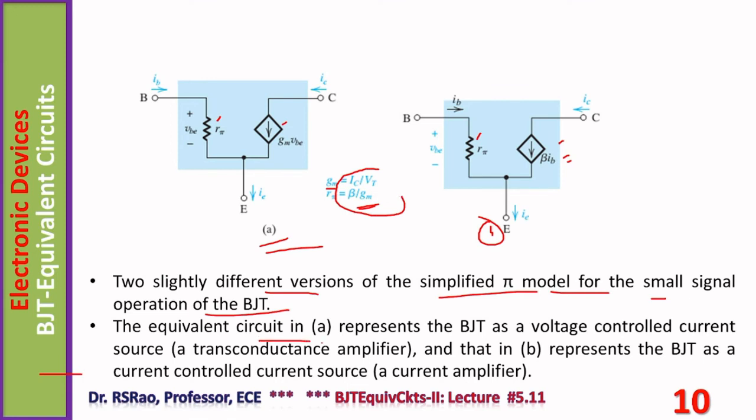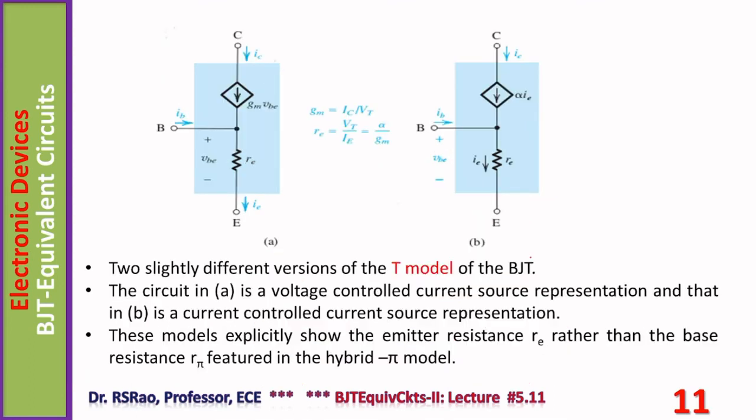The equivalent circuit in A represents the BJT as a voltage controlled current source, a transconductance amplifier, and that in B represents the BJT as a current controlled current source, a current amplifier. Now, another model, called the T model. So far the discussion in this session is about the pi model. Now we enter into another model, the T model.